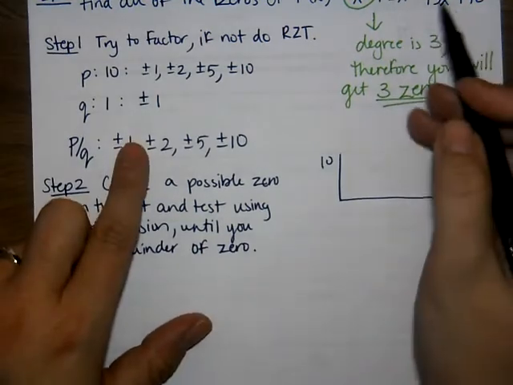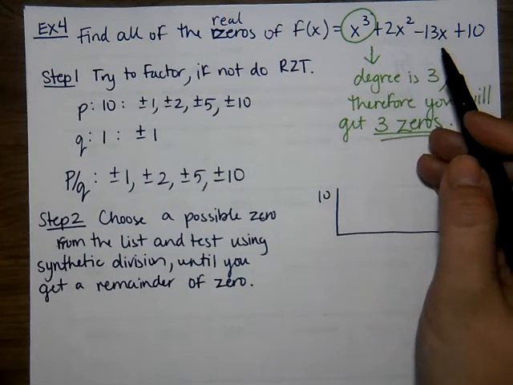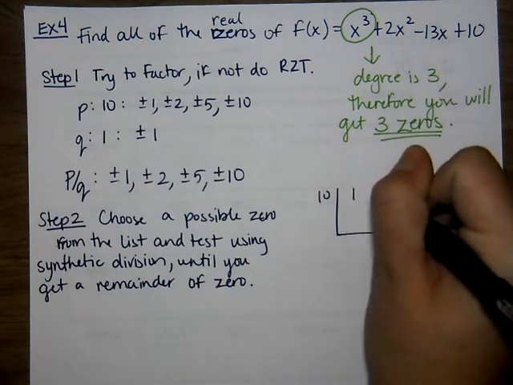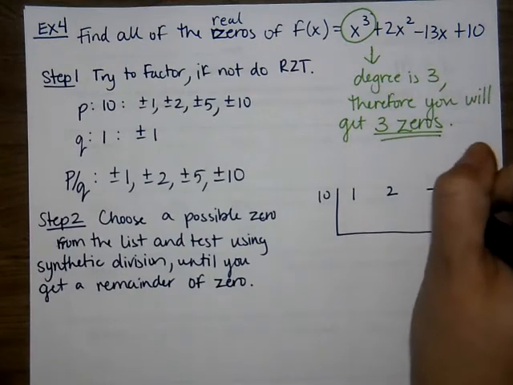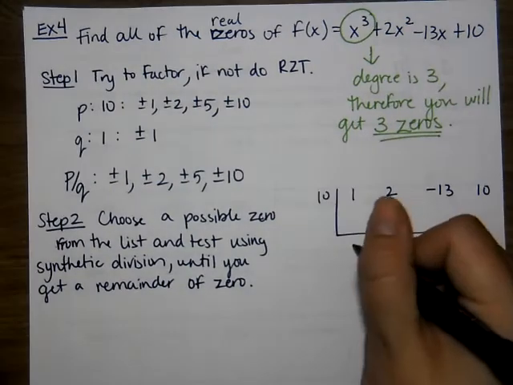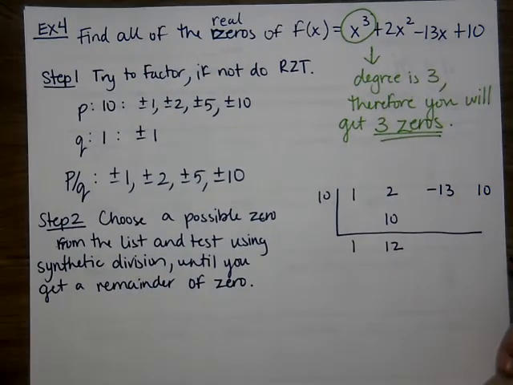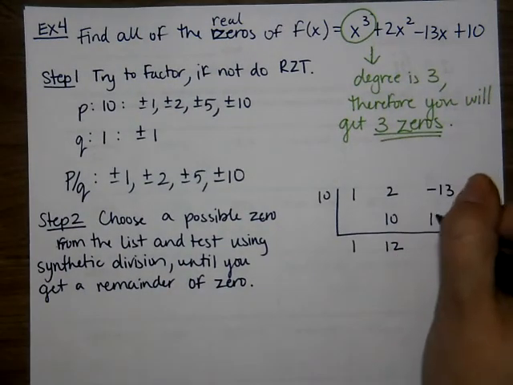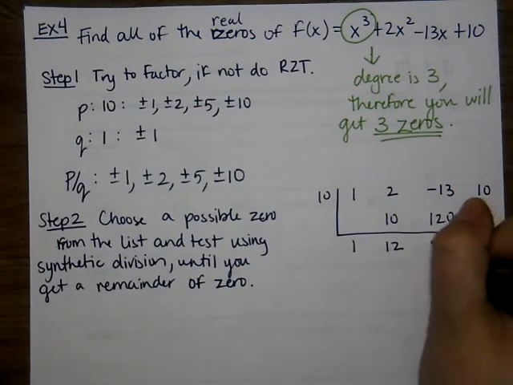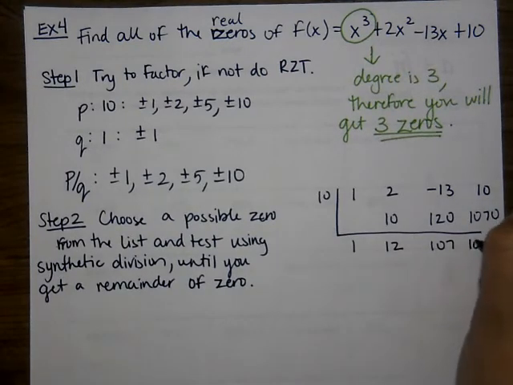So remember, it's got to be in descending order. You want to make sure you don't need any placeholders. If you do, put them in, and then fill in your coefficients. So 1, 2, negative 13, and 10. And then you do synthetic division. So the 1 drops down, and we multiply to get 10. Add to get 12. Multiply to 120. Add to 107. Multiply to 1,070. Add to get 1,080.